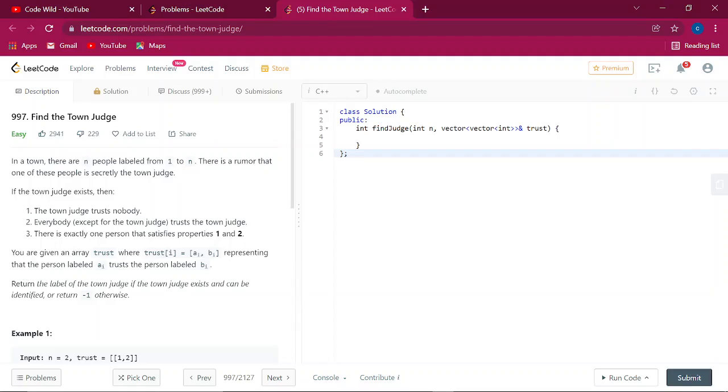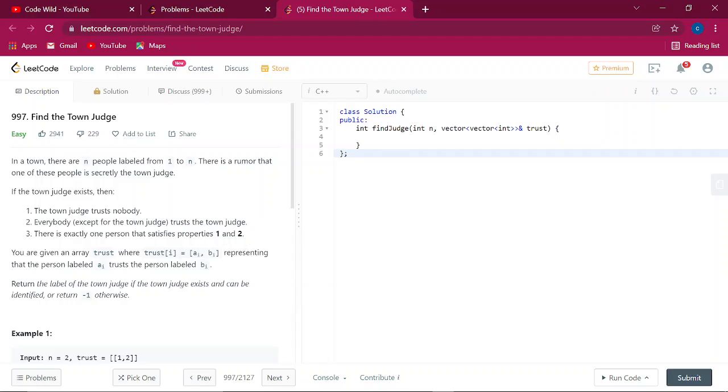Basically, they're saying that there is a town and there are n people in the town, and there is a rumor that there is a town judge. For finding the town judge, there are the following conditions. The town judge trusts nobody, which means the town judge trusts zero people. Everybody else trusts the town judge. For example, if there are n people, n minus 1 people trust the town judge.